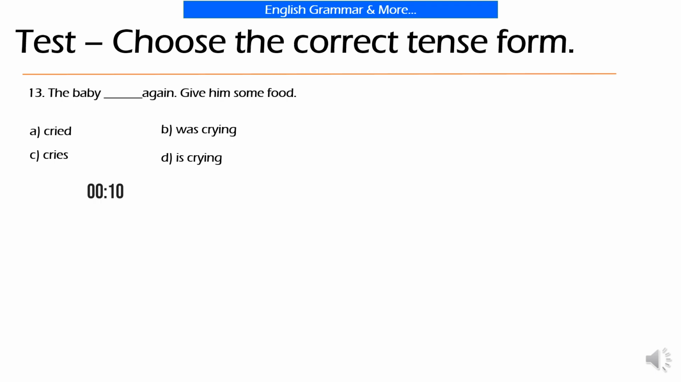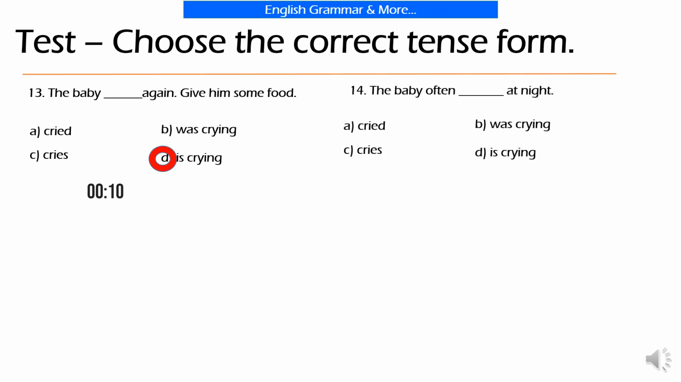Question 13. The correct answer is D. The baby is crying again. Give him some food. Here, from the follow-up sentence, we understand that this action is happening as we are speaking. Therefore, we have chosen the present continuous tense form.